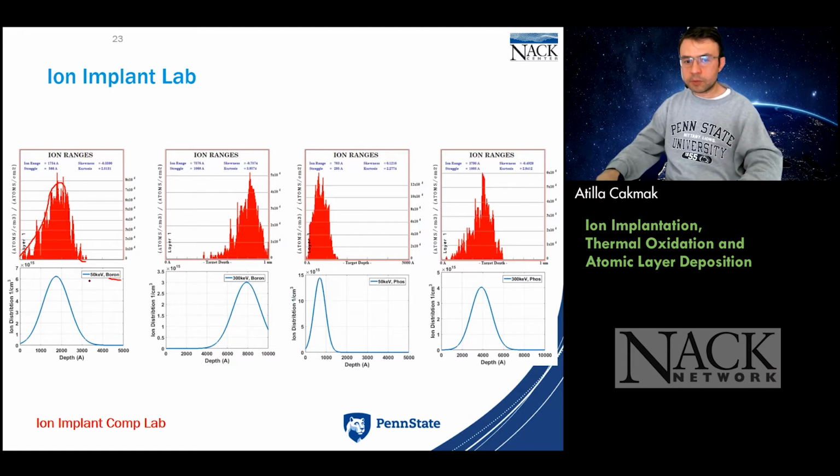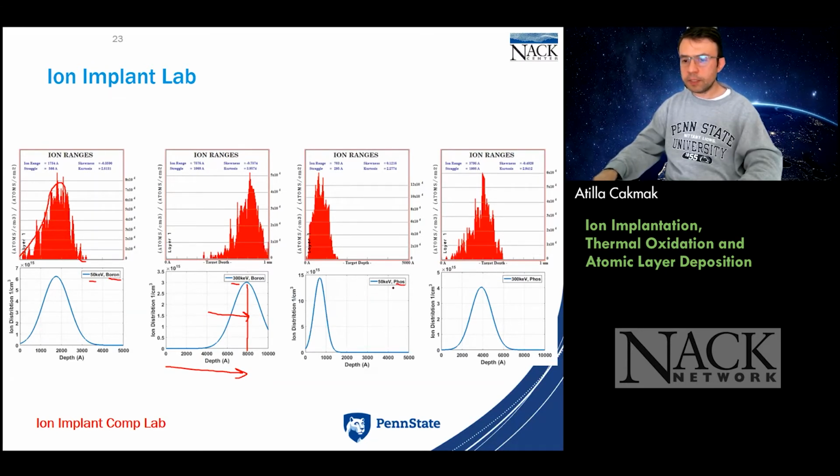But if we switch from 50 kiloelectron volts to 300 kiloelectron volts, then we infiltrate into the silicon a lot deeper, right? So this is into the depths of the silicon here in terms of angstrom. Look, we have infiltrated into the 800 nanometers of the silicon just by increasing the energy of the incoming ion. Now we're using phosphorus here.